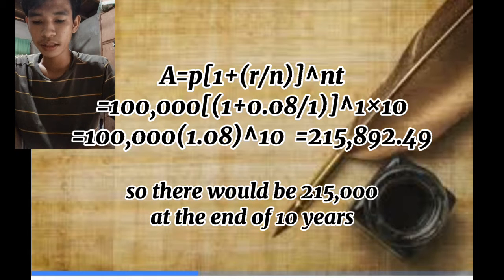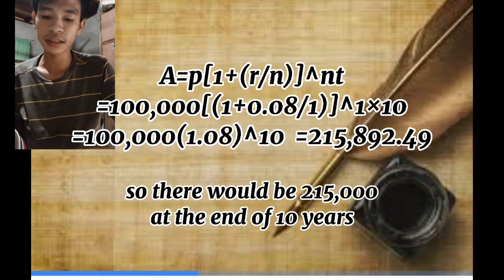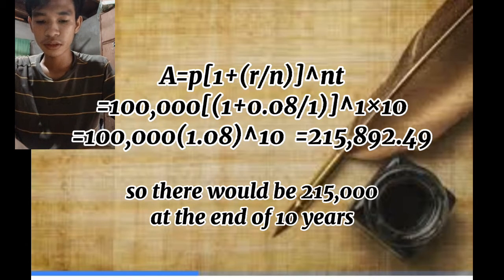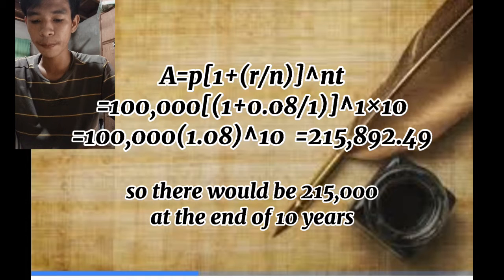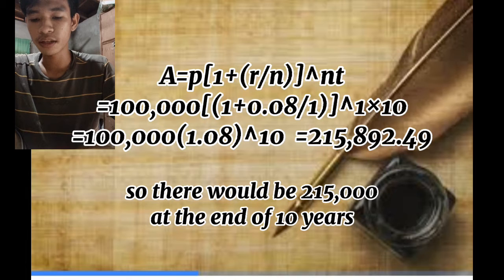So, let's solve this, guys. We first do 0.08 divided by 1. Plus 1, we have 1.08. Then, we copy 100,000 below. So, we have 100,000 times 1.08. Then, 1 times 10 equals 10. So, we copy it below. We now have 100,000 times 1.08 raised to 10. So, we have 215,892.49. So, there would be about 215,000 in the account at the end of 10 years.